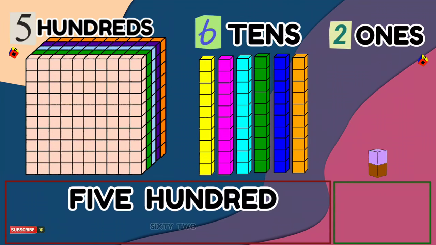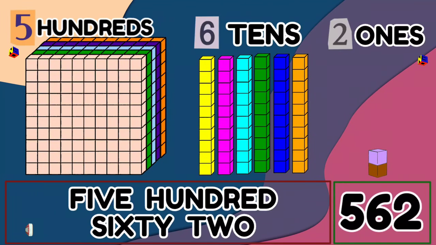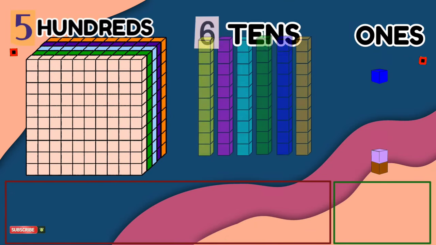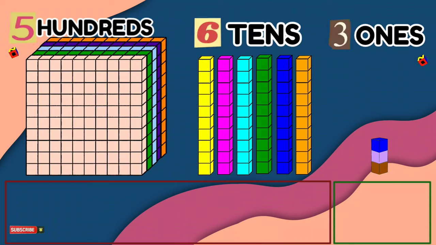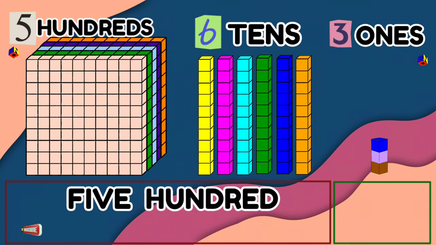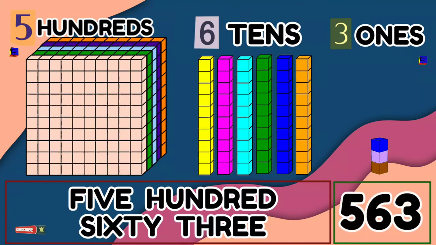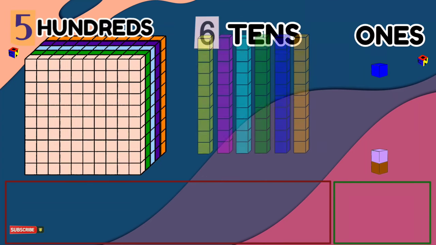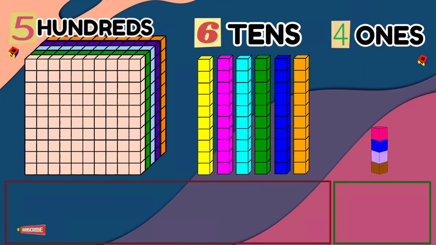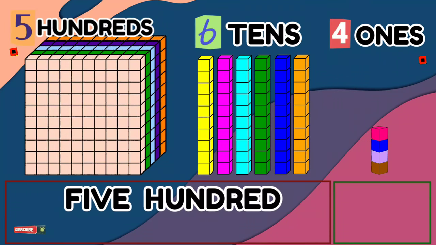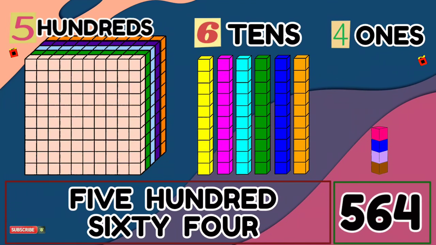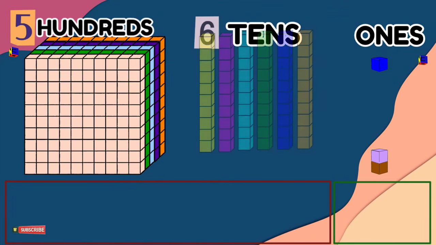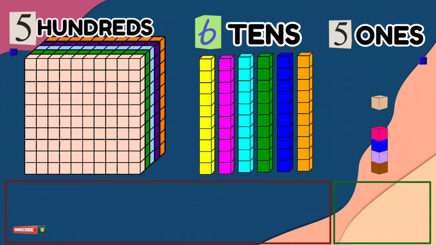562. 5 hundreds, 6 tens, and 3 ones is 563. 563. 5 hundreds, 6 tens, and 4 ones is 564. 564. 5 hundreds, 6 tens, and 5 ones is 565.